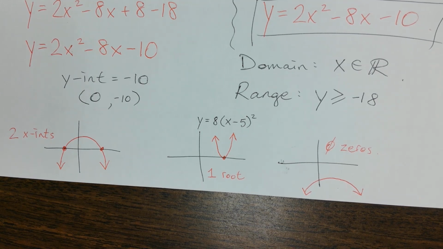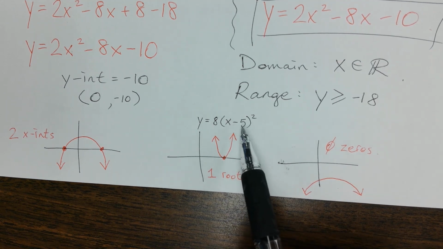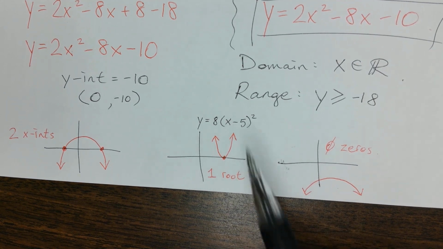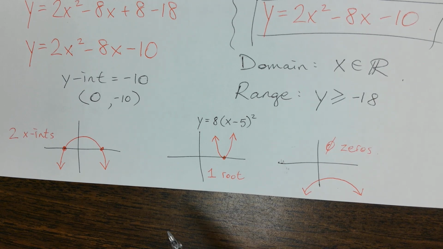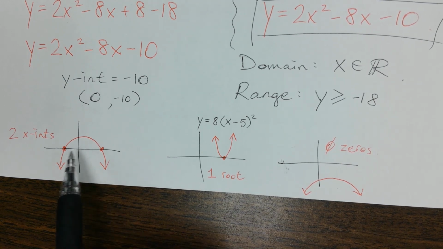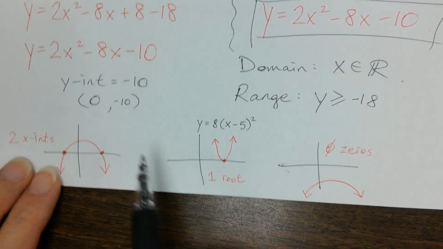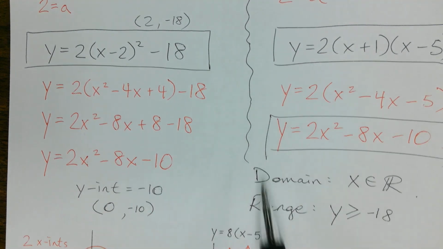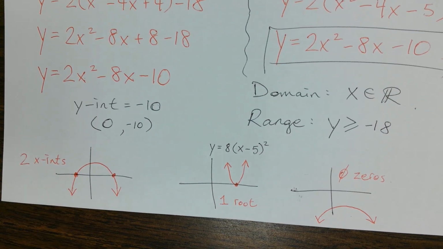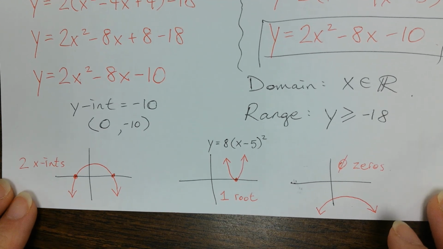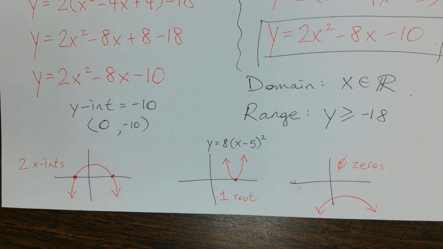Yeah, that's a good point. So this is actually both vertex form and factor form. And then here, two x-intercepts, and it could be any of these three. Okay, so I think that's a really comprehensive summary of everything we did so far. Any questions?